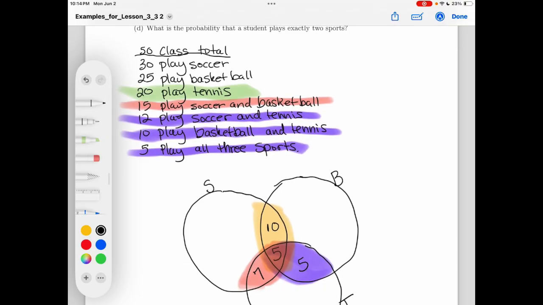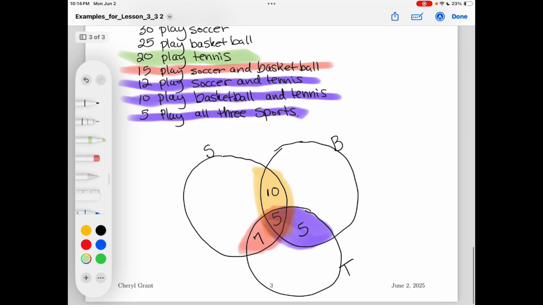Now let's look at those that play tennis. There's 20 that play tennis. If we look at the entire tennis circle, we already have 17 in that circle. But we need a total of 20 that play tennis. So there's going to be 3 that play tennis only.